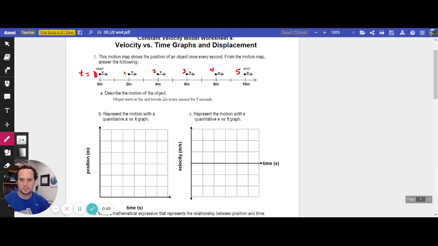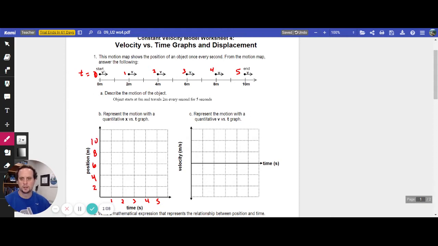So I'm going to do the time at the bottom. We have 1, 2, 3, 4, 5, and we've got 1, 2, 3, 4, 5 up this way. I'm going to need to count by 2s here: 2, 4, 6, 8, 10, just to get them to all fit. Now I can plot my points.